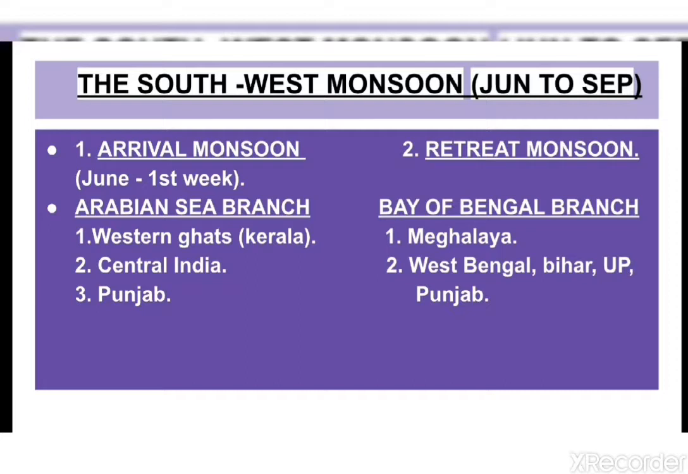I repeat again, when the southwest monsoon winds bring heavy rainfall in the first week of June, that is called burst of monsoon. Whereas when these monsoon winds fail to bring any rainfall, that time we call it break of monsoon. So remember, the southwest monsoon also has two branches. One is the Arabian Sea branch, another one is the Bay of Bengal branch, okay.